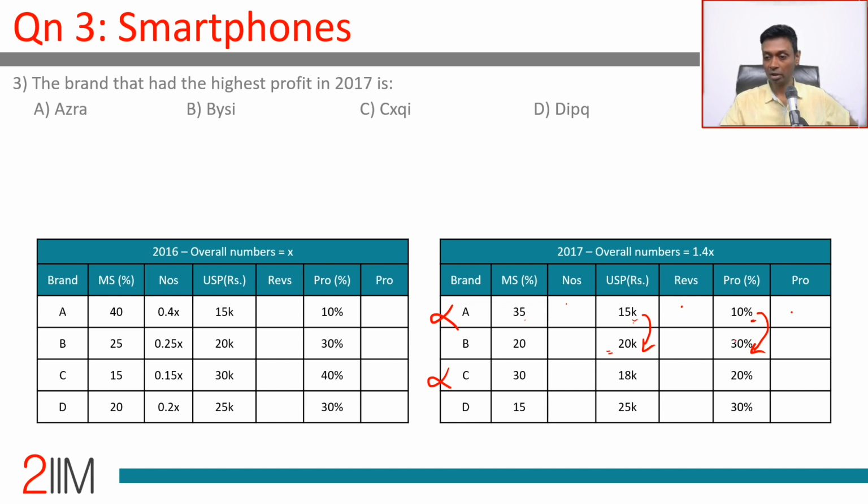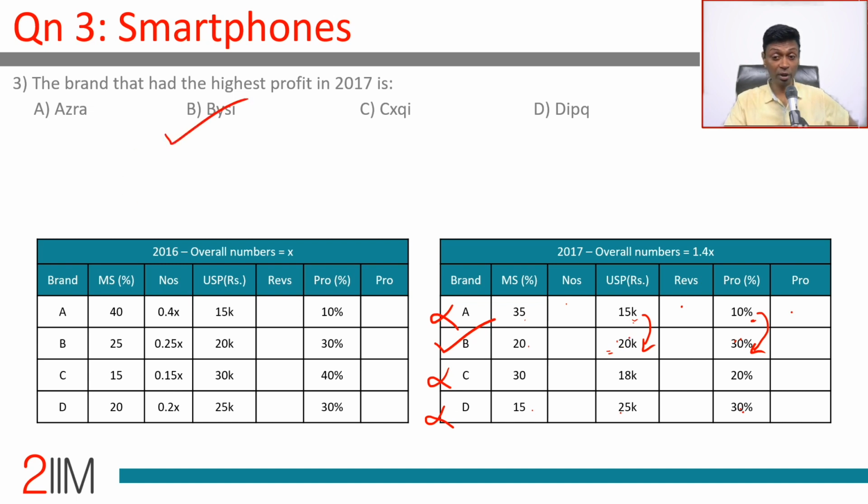D, 30%, 30% profitability. This is same. 20K, 25K. 20% share, 15% share. 20 to 25K is higher, but 15 to 20K is higher by a greater percentage. So this will be off. This will work. So the highest profit in 2017 is B.